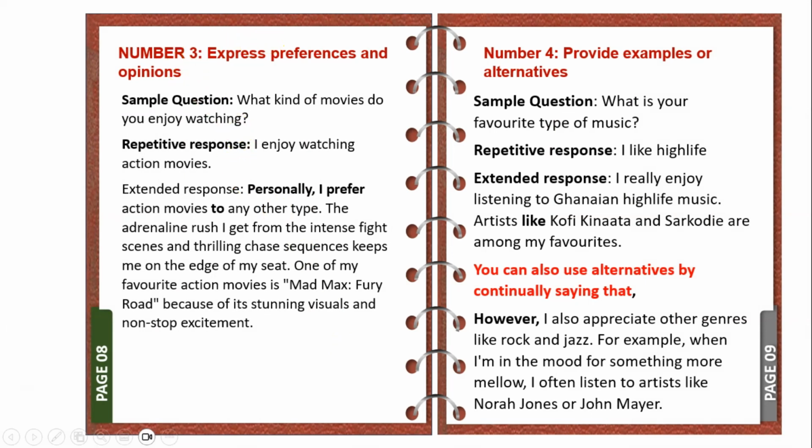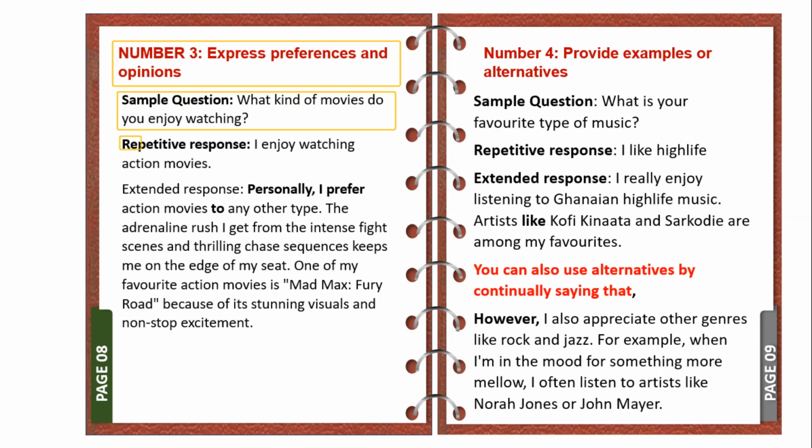The third type, or the third way you can also express yourself or extend your answer, is the use of preferences and opinions. So this time you can choose or you can state which one you like, or you can give a stand, right? You can give a stand. So that is one way you can go about with it. So let's go to the sample question. What kind of movie do you enjoy watching?